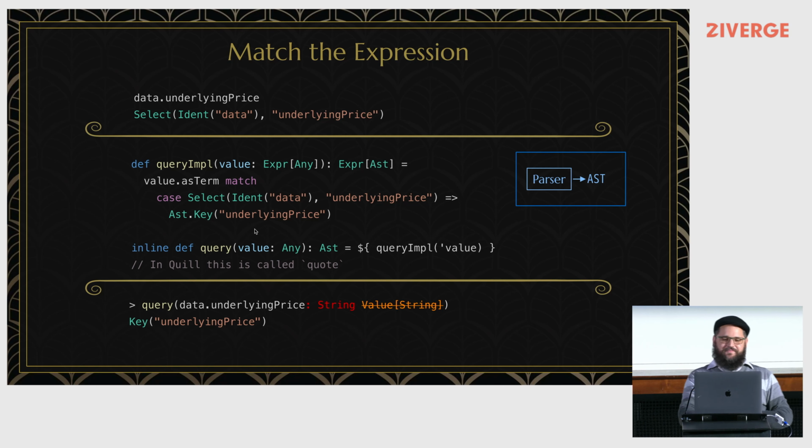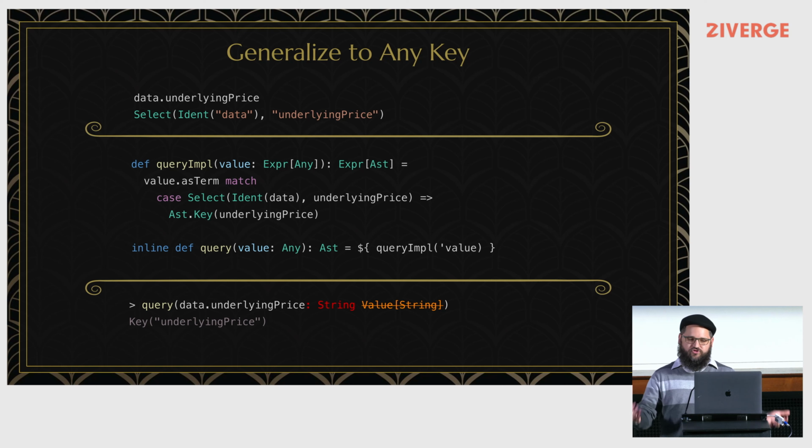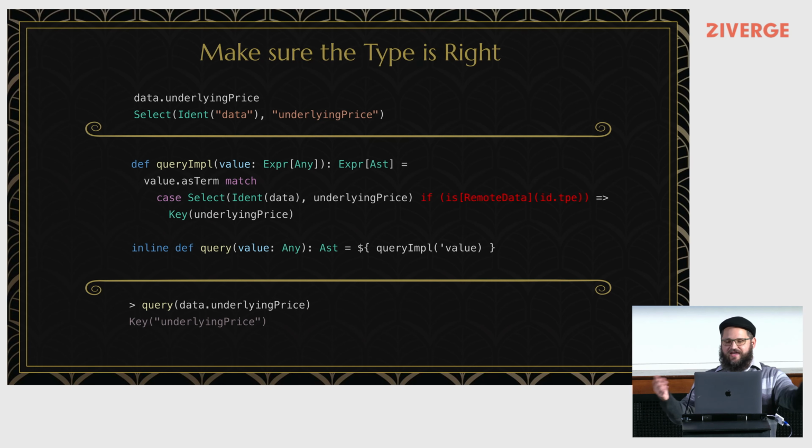So I know what to do with this pattern: match on it, and return the construct within my grammar of it. But we kind of want something more generalized than data.underlyingPrice, since that's just one field. We don't want to have to enumerate all the fields, so we start generalizing. Now, we don't want to generalize too much, because we want data to be of a type that we recognize. So let's say, for example, we know that remote data is going to be the class type, so we can check on the class type.